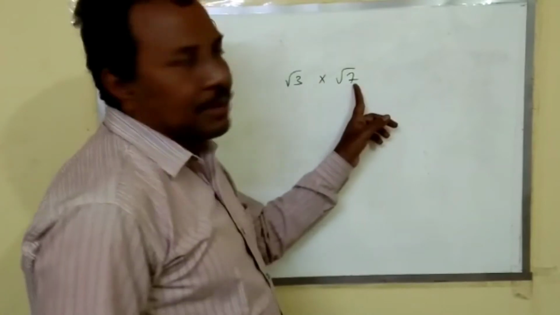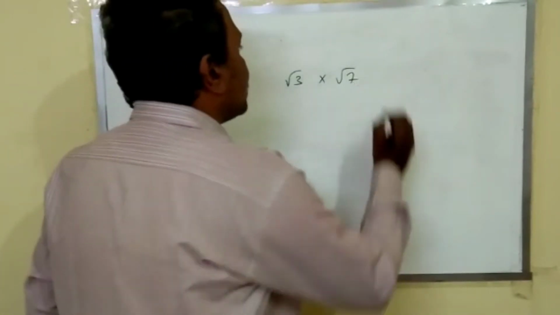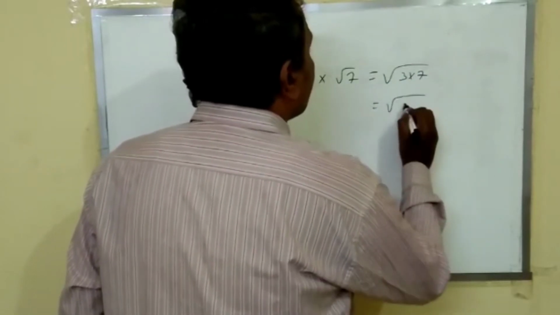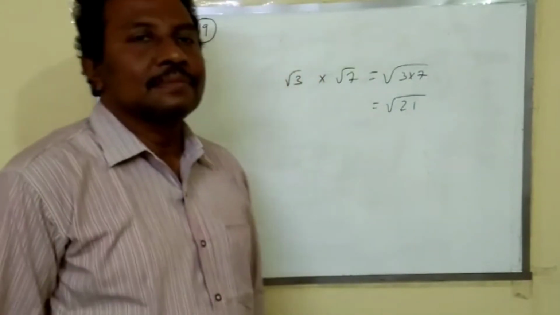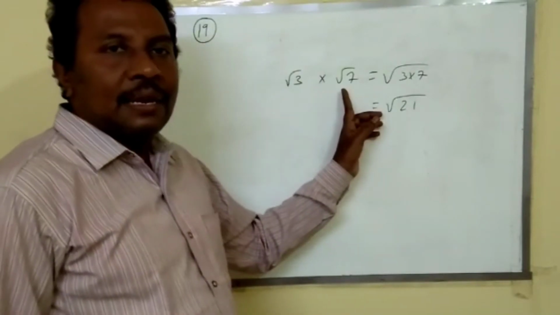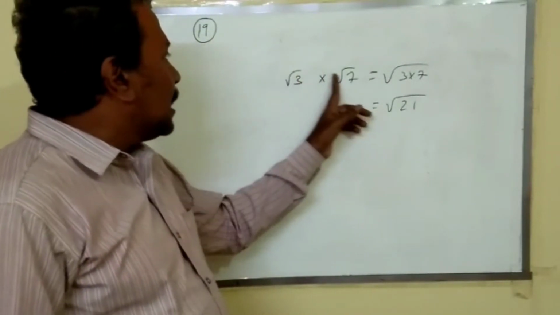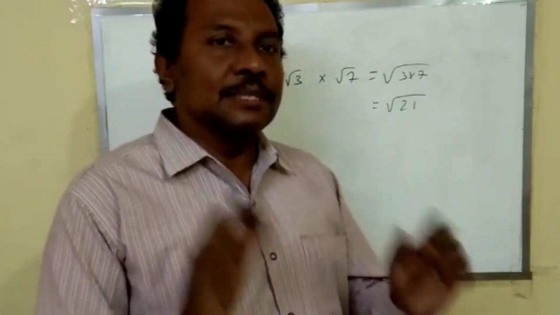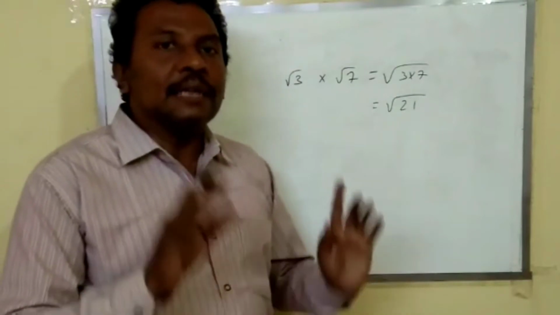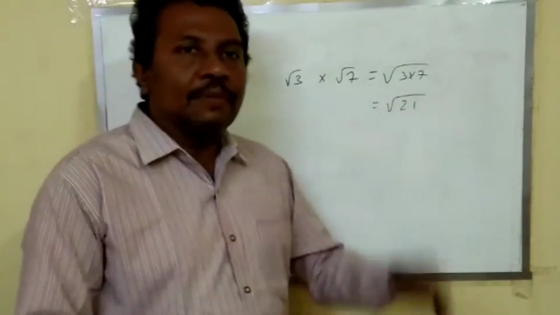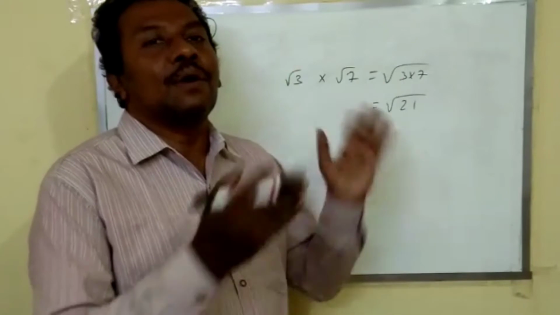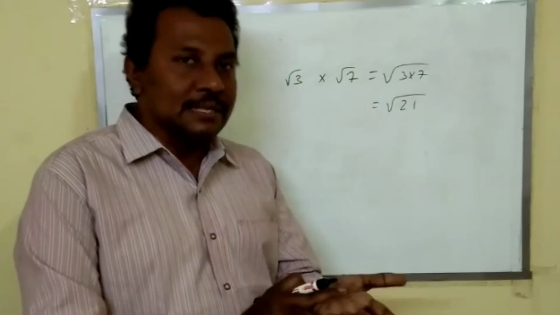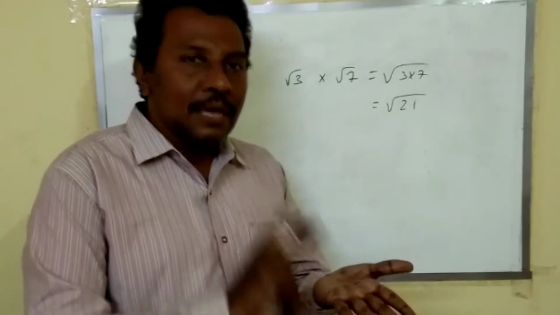Here the radicands are not equal, but they can be multiplied: root 3 into root 7 is equal to the square root of 3 times 7, which is the square root of 21. Root 3 and root 7 can be multiplied because their orders are equal. So multiplication of two surds is possible if their orders are equal. Radicands may be equal, may not be equal, but the order should be equal. So we can multiply two unlike surds, provided their orders are equal.